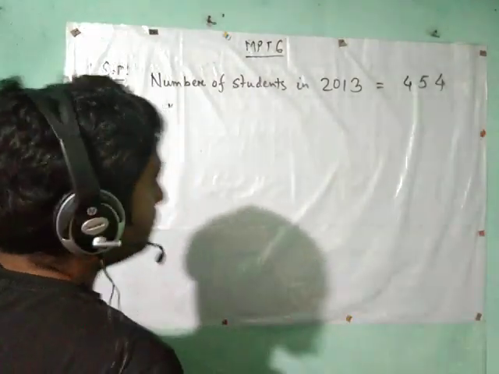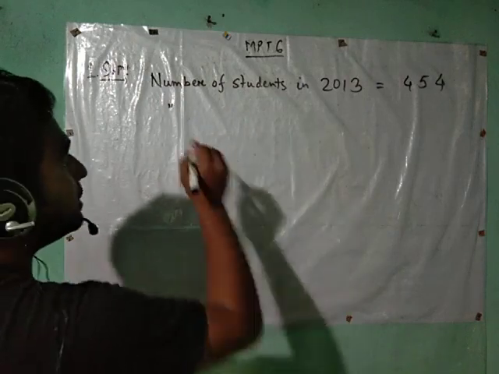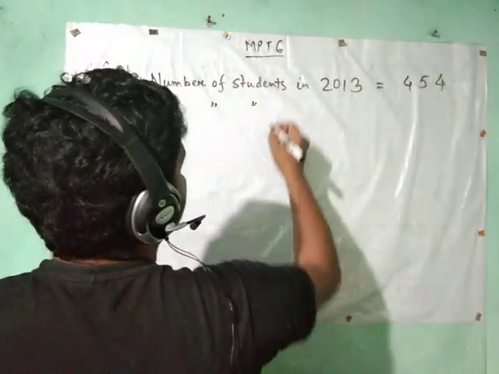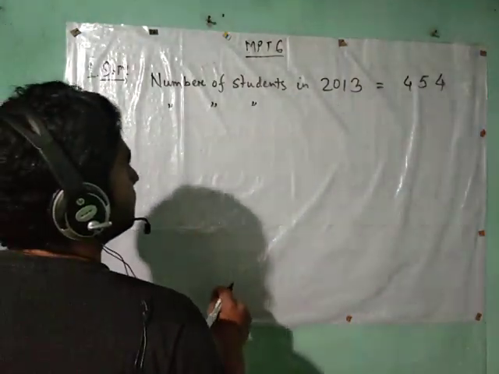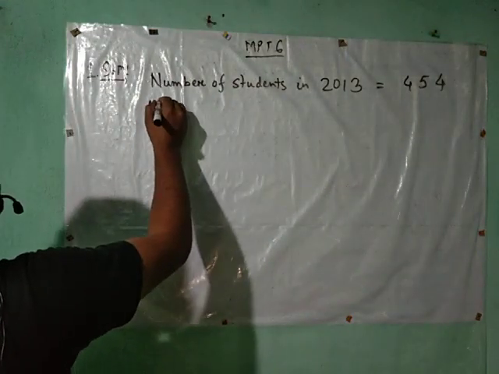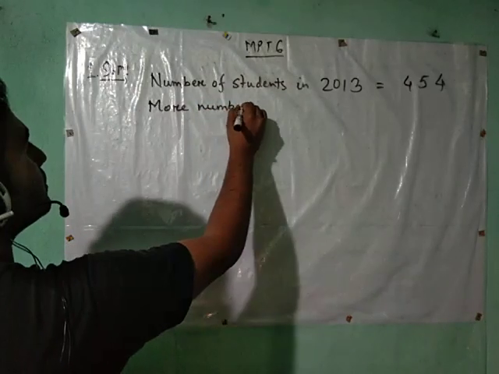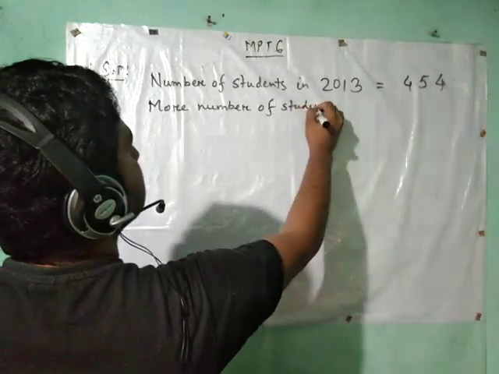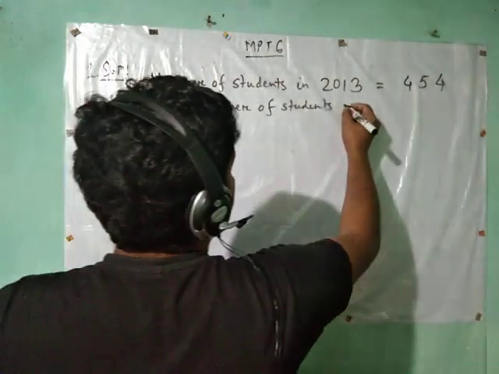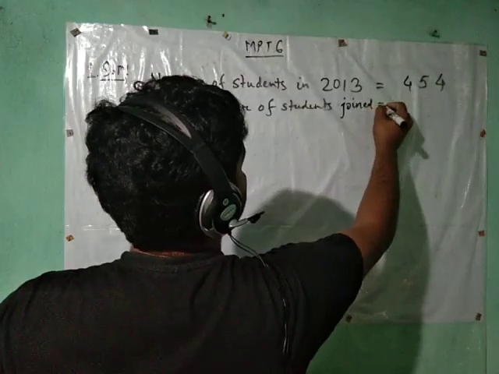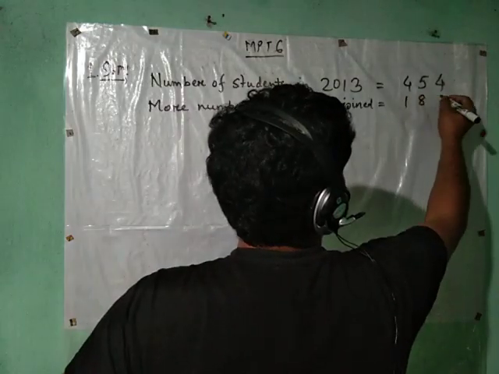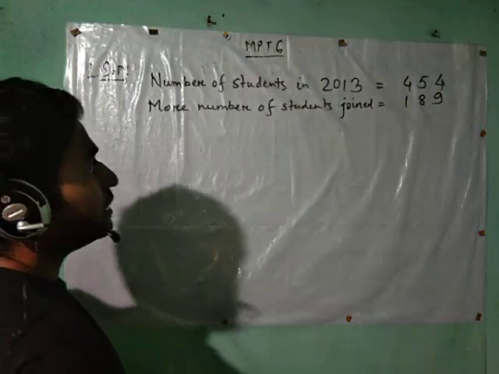You can write the full word, number of students, or you can also write it like this, with a comma. More number of students joined equals what? How many more students joined? 189 students joined. That means now you have to find the number of students in 2014.